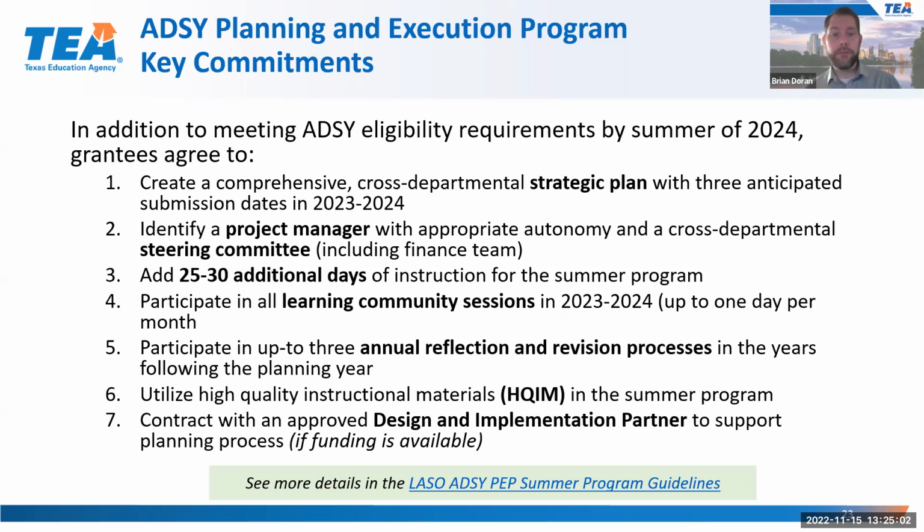And then, assuming all goes well with the funding source, you would also be agreeing to contract with an approved design and implementation partner to support that planning process. This has been one of the pieces that we hear the most promising feedback about from LEAs who have gone through cycles 1, 2, and 3: how supportive that design and implementation partner has been throughout that process in accounting for barriers and thinking through design implications, as well as really grounding in the research base for your specific LEA.